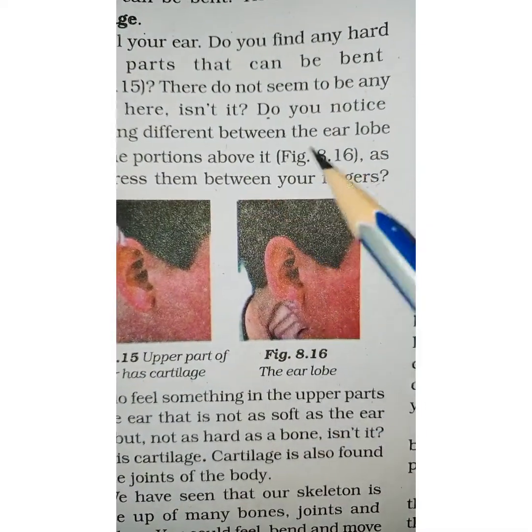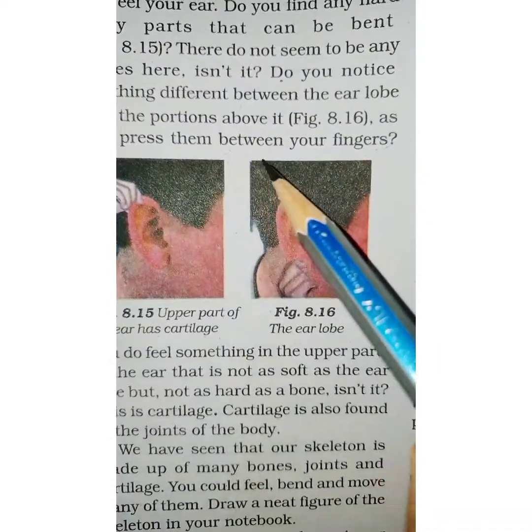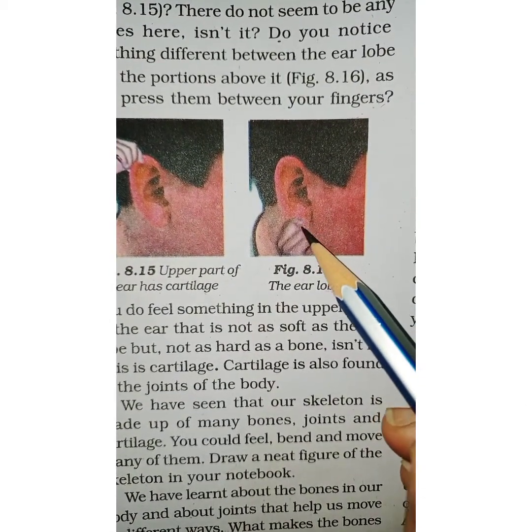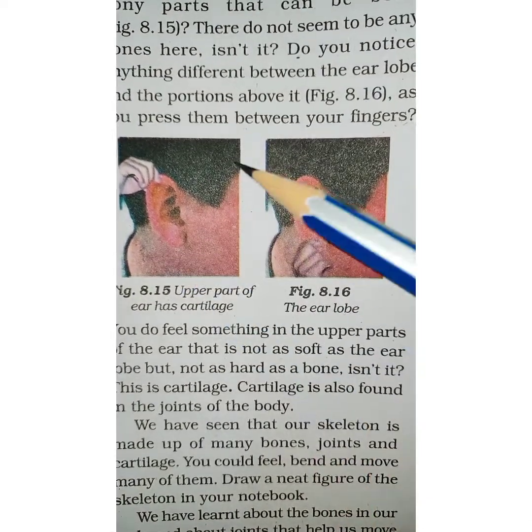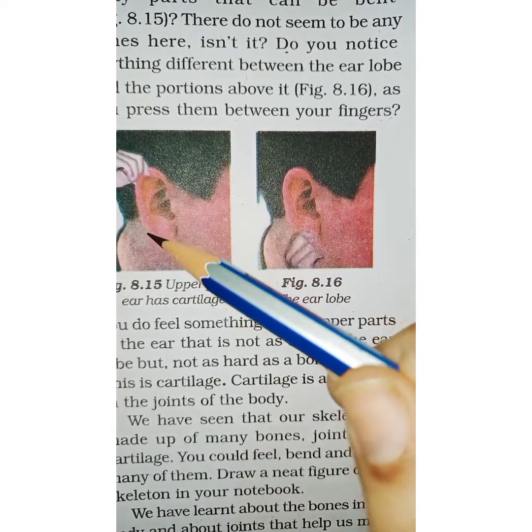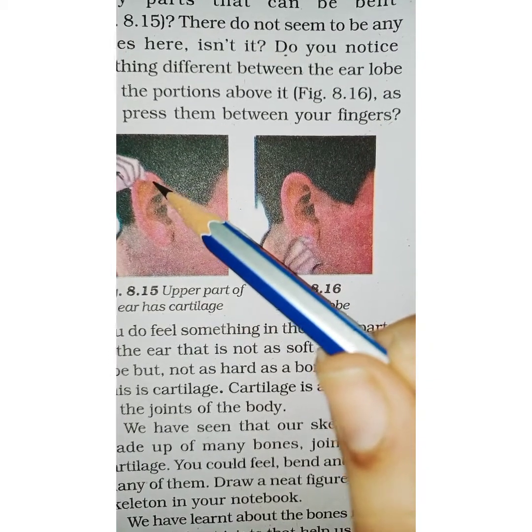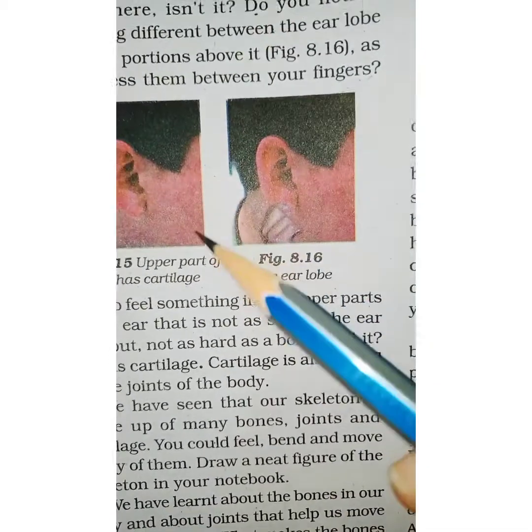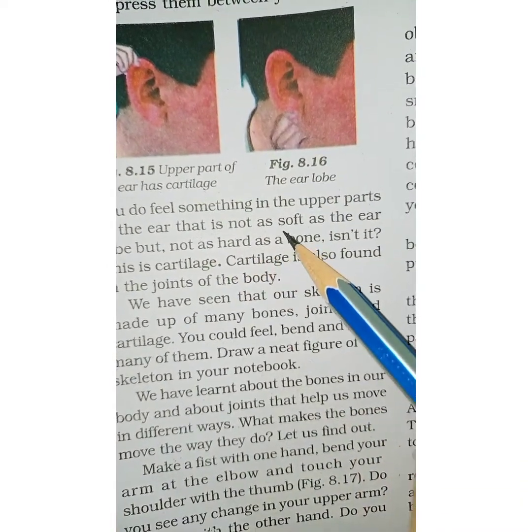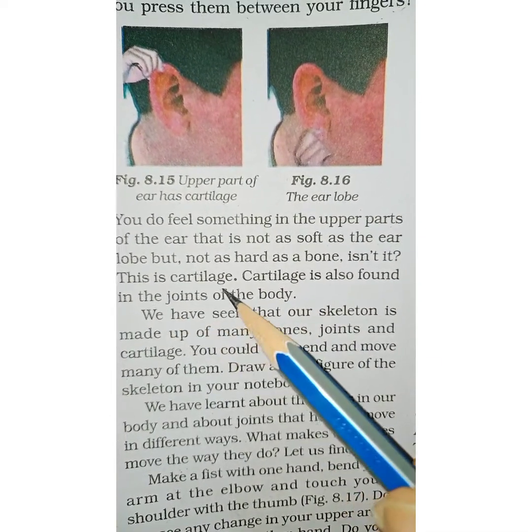Do you notice anything different between the earlobe and the portion above it as you press them between your fingers? You know what an earlobe is. The lower portion is the earlobe, and the upper part of your ear has the cartilage. If you feel it, you can touch it, it is soft and you can bend it. Do you feel something in the upper part of the ear that is not as soft as the earlobe but not as hard as a bone? This is cartilage.